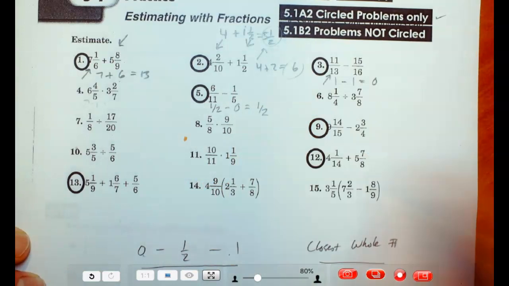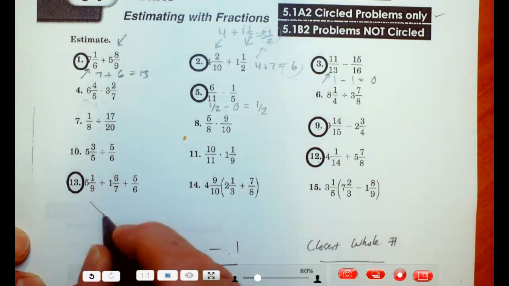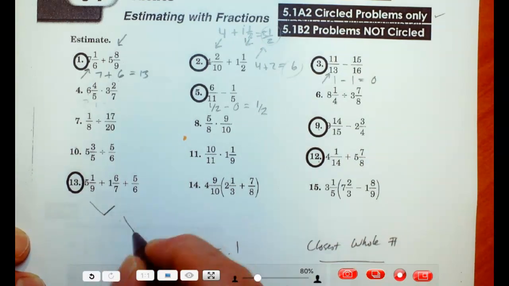All right, I'm going to leave you 3 problems to do on your own. When you get to these big ones, just estimate this, and then estimate the next 2.